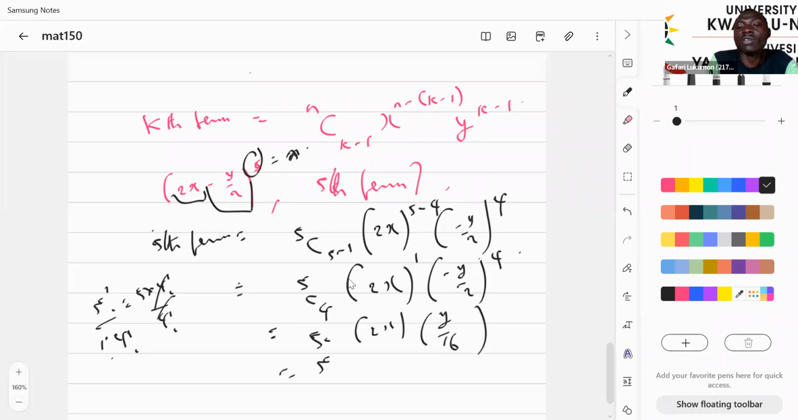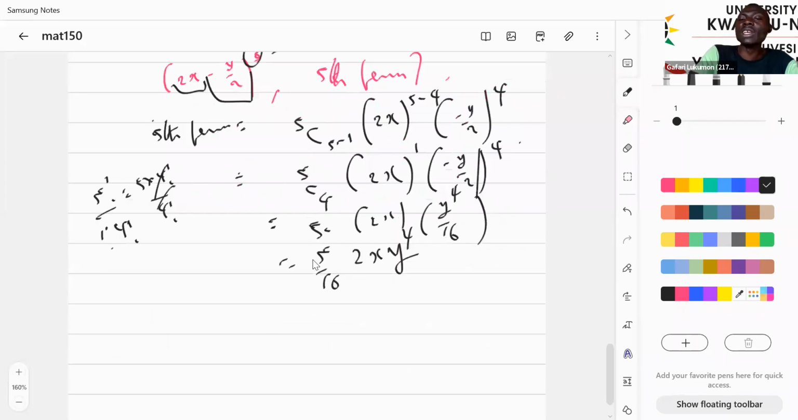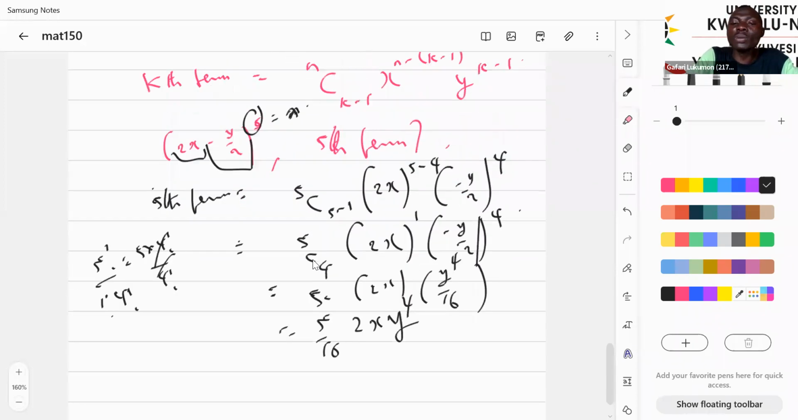Then I'm going to have 5 over 16, 2x squared. So, no, 2x raised by y raised to 4. That will give you your fifth term. What do you observe?